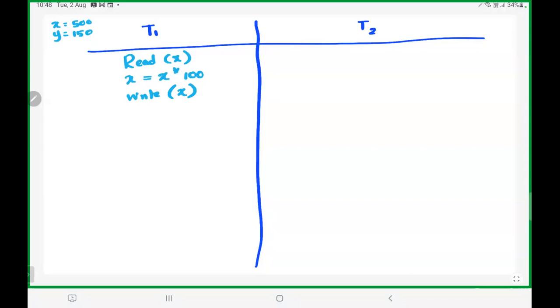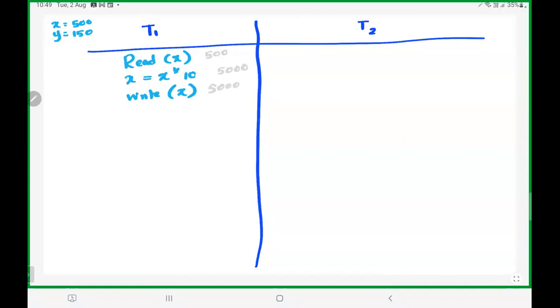Write it to the database. Now it reads from the database. When reading, the value is 500. Then they do some operation. It is multiplied by 10, then it will be 5,000. Then they will write that value. It is 5,000.